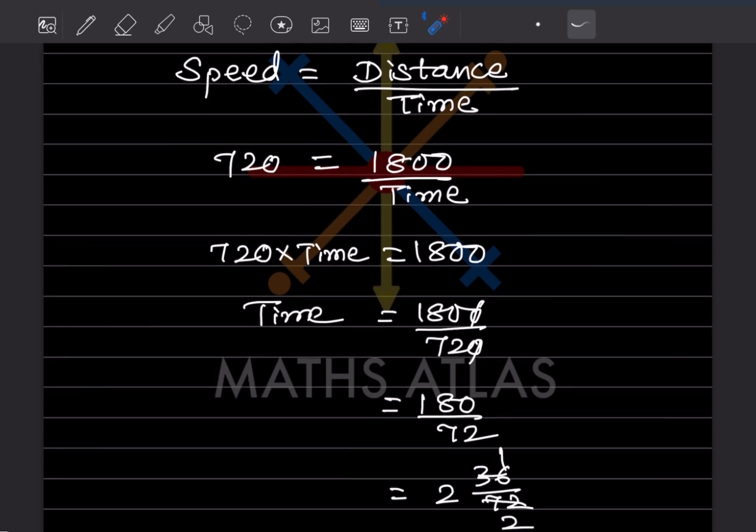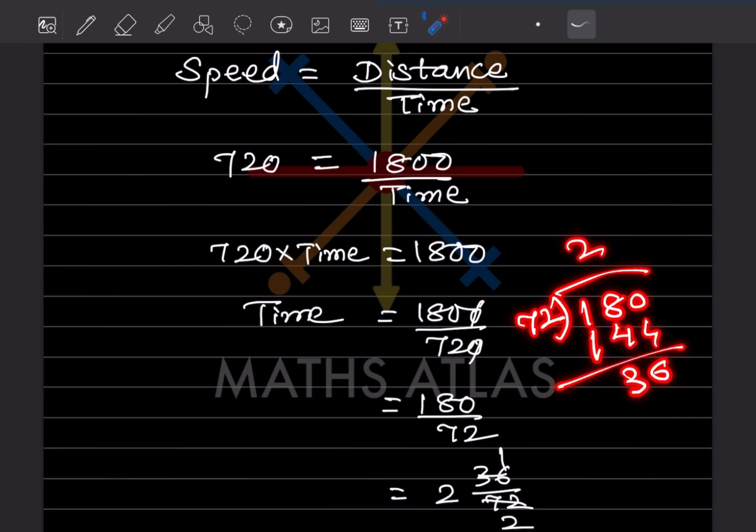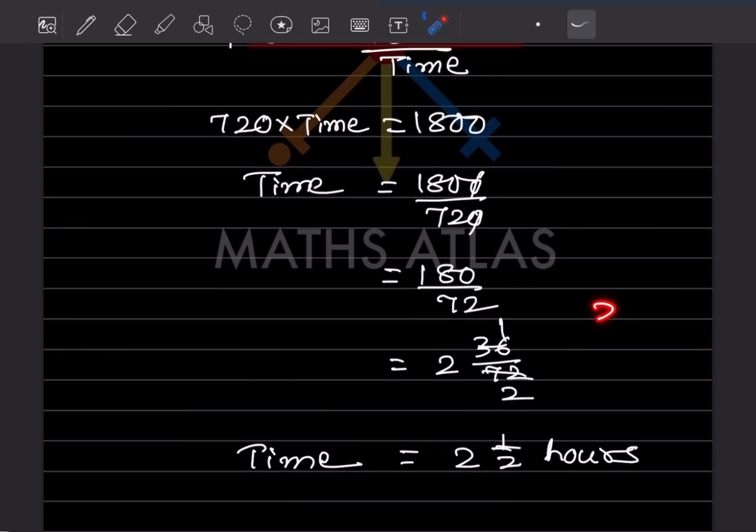So here we have to simplify this one, 180 divided by 72. 72 twos are 144, so 36 remains. So what will that be? 2 integers, and 36 by 72. 36 by 72, this is 36 ones and 36 twos, so that will be 0.5. So the time is going to be 2.5 hours.